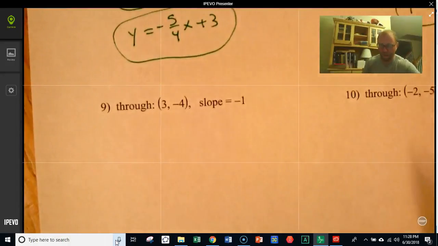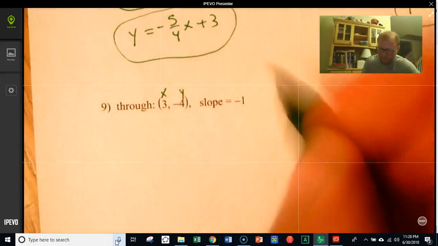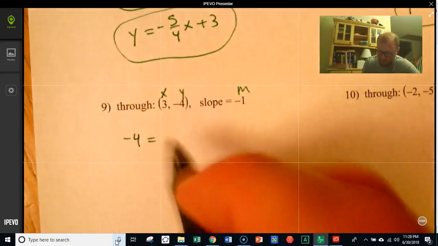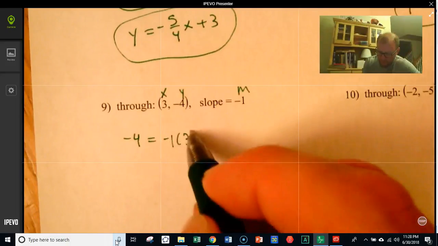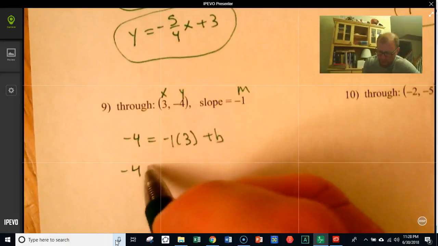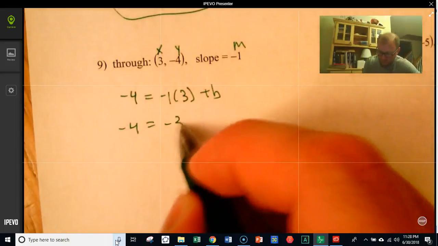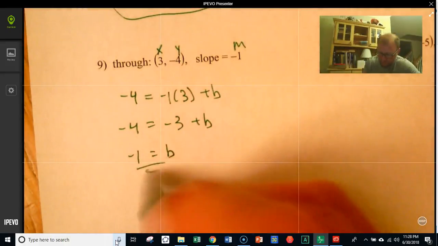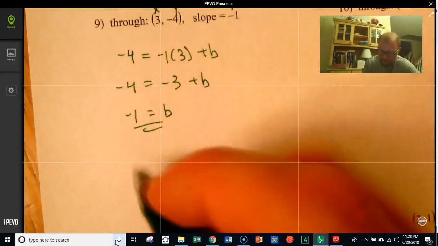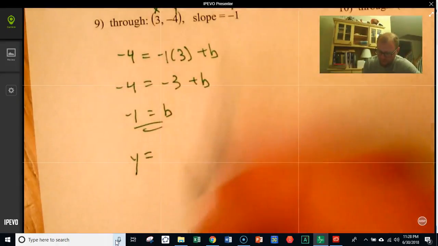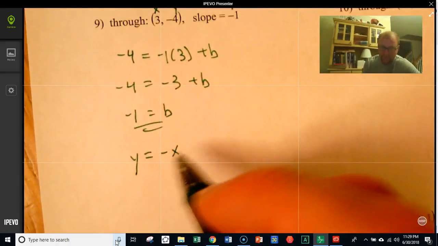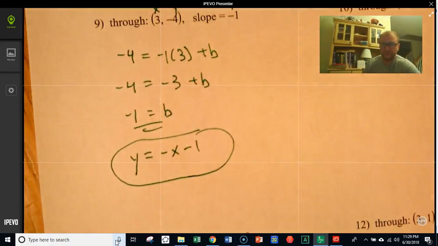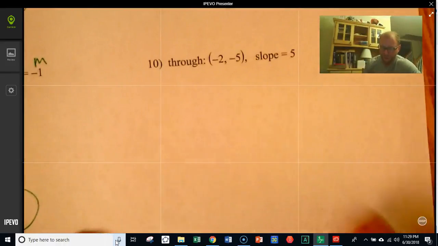Alright, so here we've got a particular point (x, y) and our slope. We just have to find the b. So I'm going to go -4 equals -1 times 3 plus b. -4 equals -3 plus b. Now we're going to add 3 to both sides. -1 equals b. Now we have our b. We just write our equation: y equals, we've already got the m, -1x. We're not going to put the 1 in, minus 1. There's our equation. So this is pretty quick.